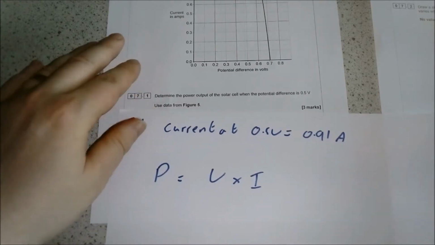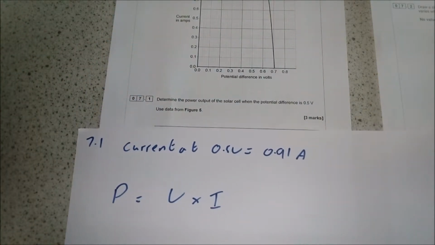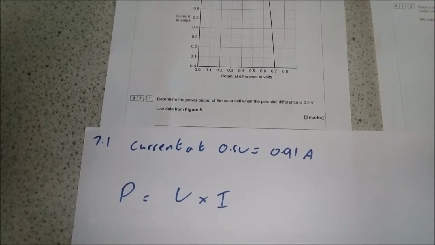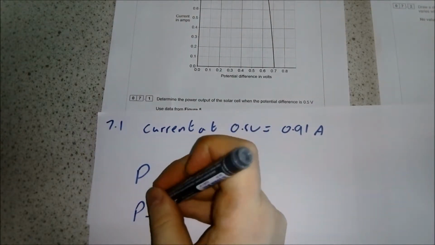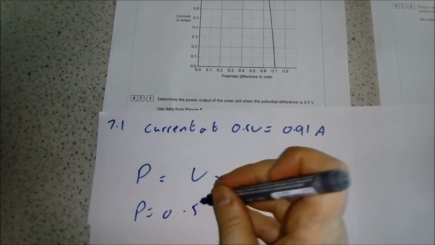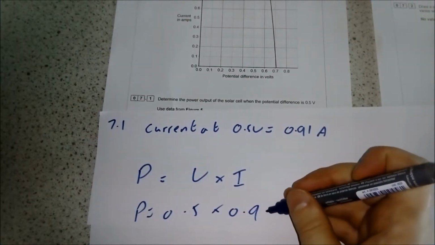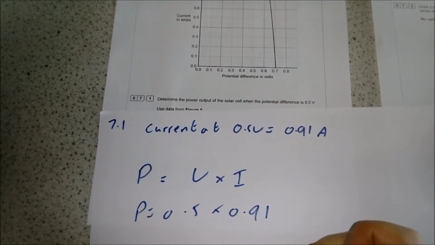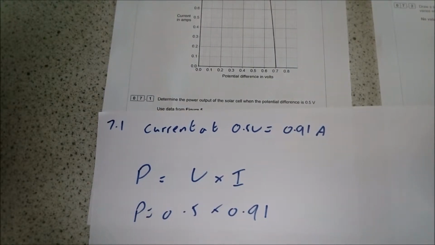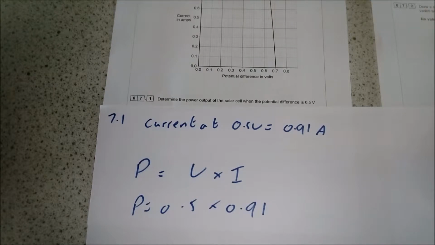Right, after that we can simply go and work out the power. So we know that power is equal to voltage times current. We know what the voltage is, we know what the current is. So power must be equal to 0.5 times 0.91, which gives us 0.455. Remember, the unit there is watts. Including the unit is really important because it will get you extra marks.